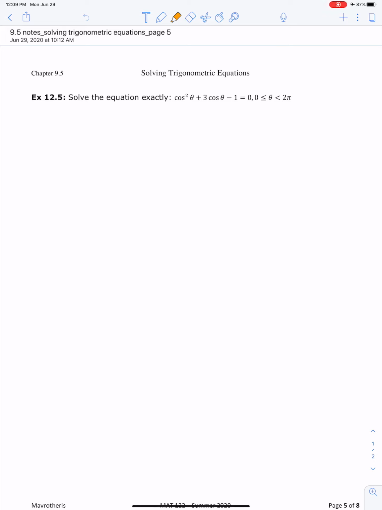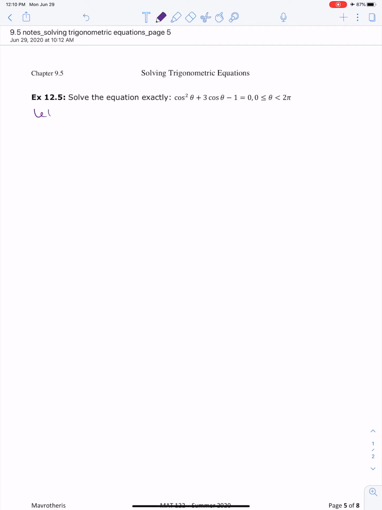And these are the chapter 9.5 notes, solving trigonometric equations, page 5. This problem gets its own page, mostly because it's more fun than the previous examples that we had. So let's take a look at this. We want to solve this equation. We've got cosine squared theta plus 3 cosine theta minus 1 equals 0.